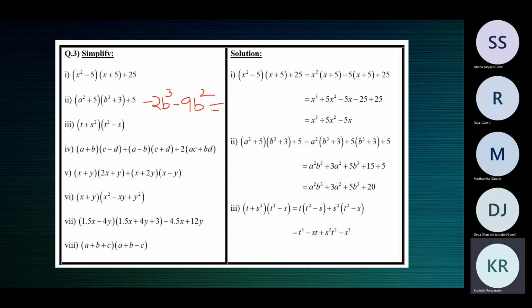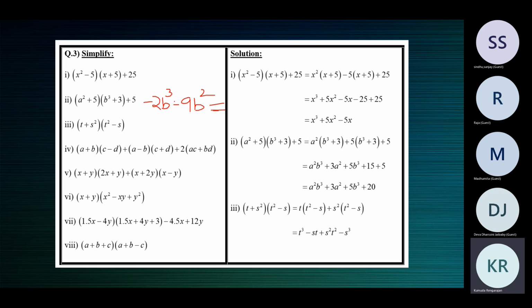Yes, children, what's the answer for this one? Minus 2b cube minus 9b square, ma'am. Same thing. Why? Because they are not like terms, ma'am. They're not like terms. The letters match, b, but their powers don't match, 3 and 2. The powers don't match, so they're not like terms, so you cannot add or subtract. The same thing is the answer.